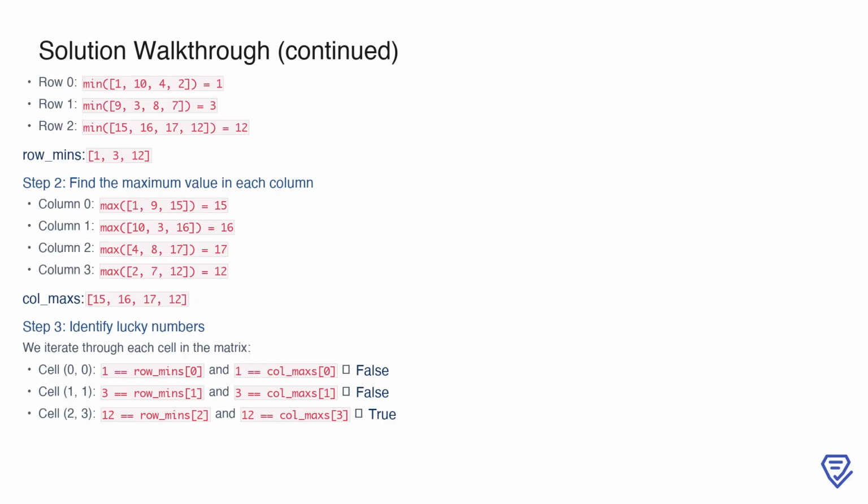Next, we calculate the column maximums. In column 0, the largest value among 1, 9, 15 is 15. For column 1, the maximum value in 10, 3, 16 is 16. In column 2, the largest value in 4, 8, 17 is 17. Finally, in column 3, the maximum value among 2, 7, 12 is 12. This results in column maximums of 15, 16, 17, 12. To identify lucky numbers, we now check each cell in the matrix.